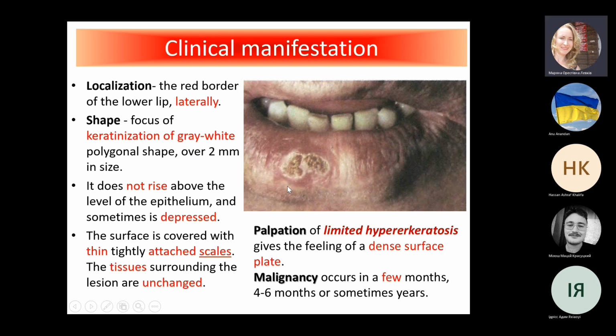Usually it is a focus of keratinization of gray-white polygonal shape over 2 millimeters inside. It does not rise above the level of the epithelium and sometimes is depressed. The surface is covered with thin, tightly attached scales. The tissues surrounding the lesion are unchanged. Palpation of limited hyperkeratosis gives the feeling of a dense surface plate. Malignancy occurs in a few months, 4-6 months, or sometimes years.